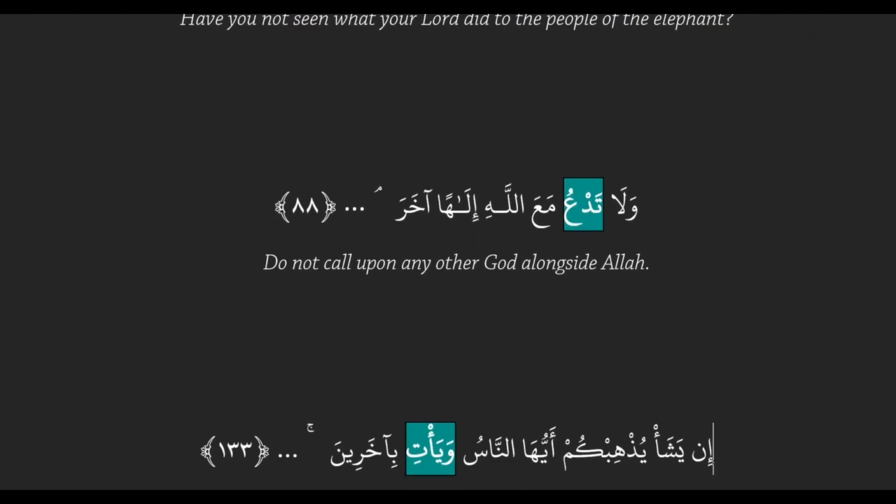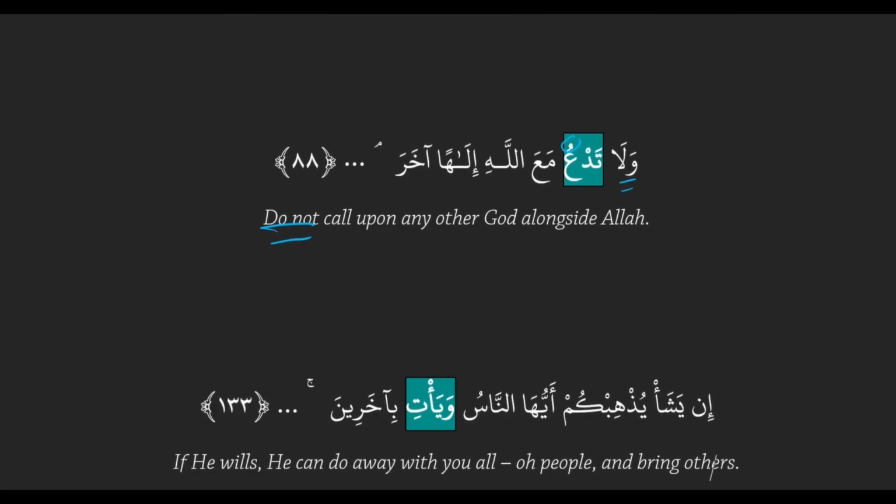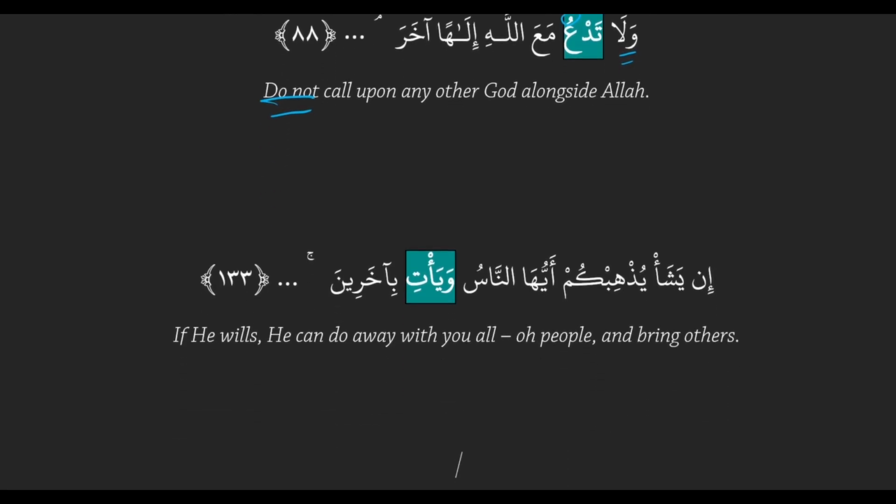Here we have wala tad'u, ending in a u, which could be a normal ending. But here we have a la coming before it, meaning do not. So it's forbidding, and we have our reason for jazm there. And then here we have in yasha yudhibkum ayyuhan nas wa ya'ti. We have ya'ti ending in a kasra. Any action ending in an i, we know that it's a jazm action. And what's our reason for jazm here? In. We have a conditional sentence. So you have your reason there.